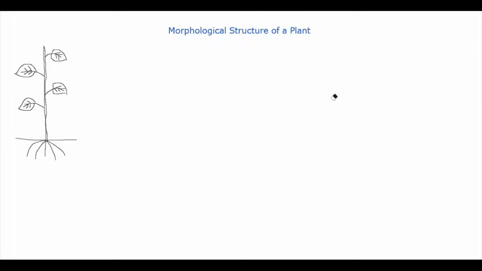Hello friends, today we are going to learn about the morphological structure of a plant. You have learnt in your junior classes that plants have two systems, root system and the shoot system.